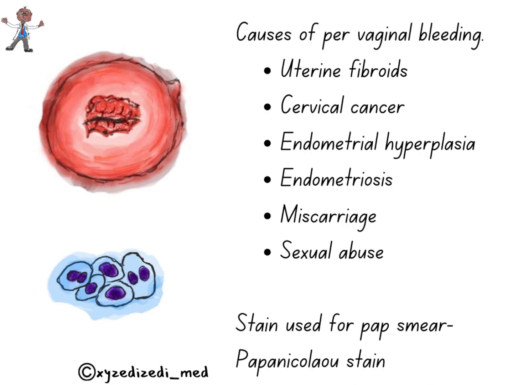Causes of pervaginal bleeding: uterine fibroids, cervical cancer, endometrial hyperplasia, endometriosis, miscarriage, sexual abuse. Stain used for pap smear: Papanicolaou stain.